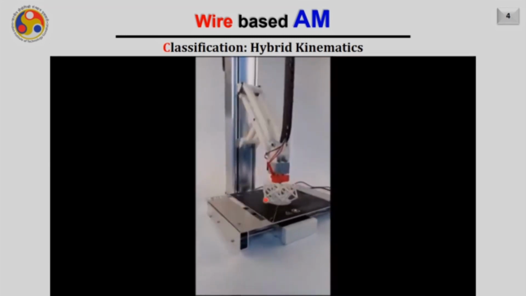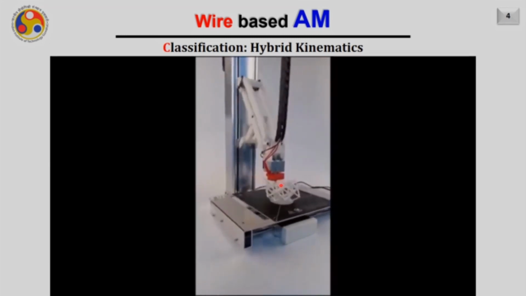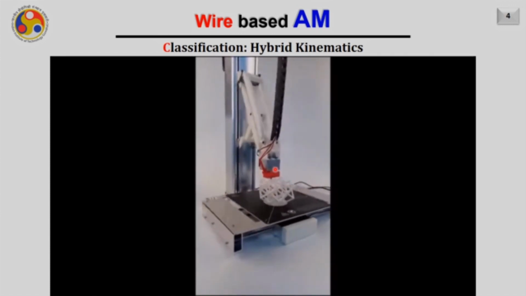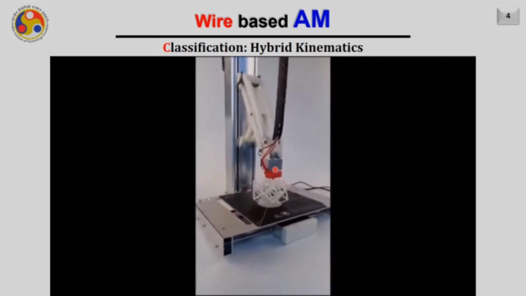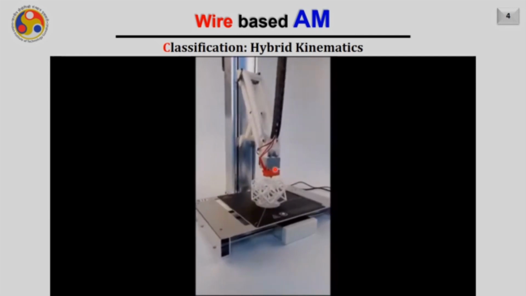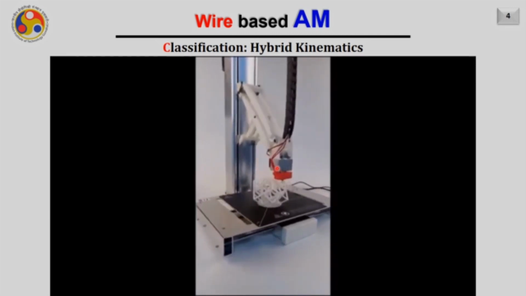If it comes to generating the support, definitely there must be two extruders here. One can deposit the main material, another can deposit the support material, and the support material will be of such a kind that it can be easily dissolved in water.